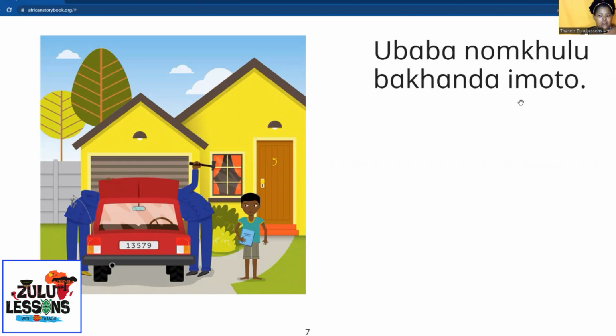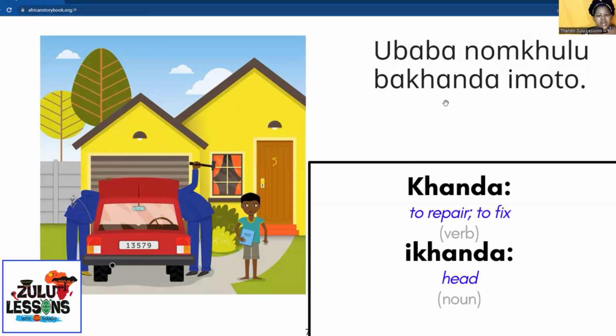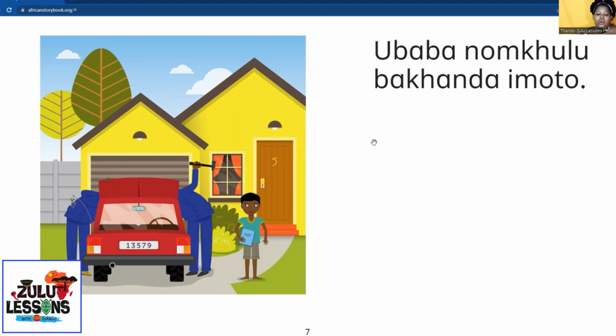Imoto is a car, borrowed from the word moto. Now we have here the verb khanda. Be careful here because the word for a head in isiZulu is ikhanda. We are not talking about ikhanda, a noun here. We are talking about a verb, which means to repair or to fix something. So khanda is to fix, khanda is to repair. There is another definition for khanda, which is to hit something or to beat something.